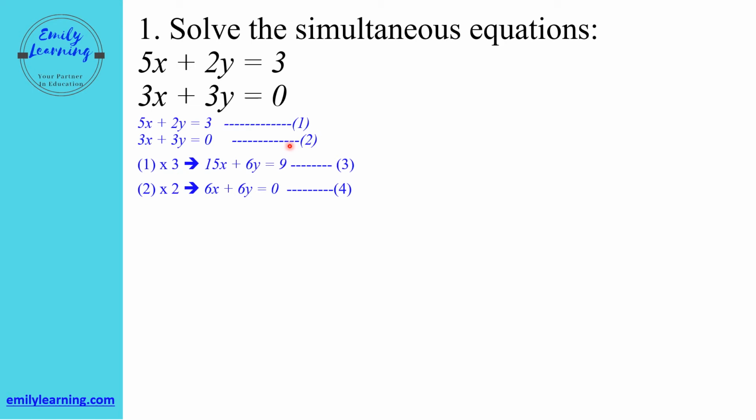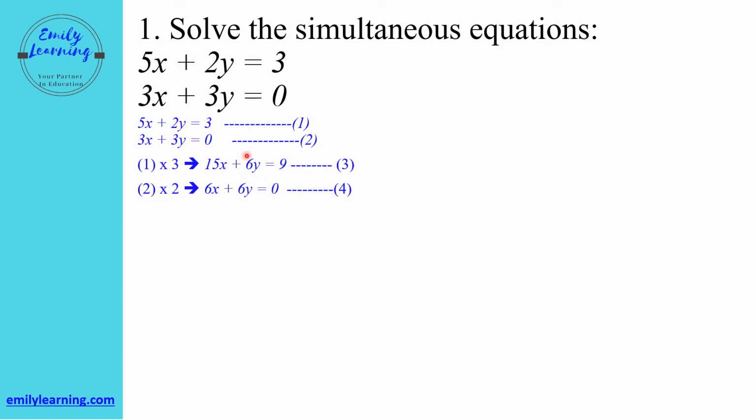Next, I'll multiply the second statement by 2. To multiply all the terms in the second statement by 2, 3x times 2, you'll get 6x. 3y times 2, you also get 6y. 0 times 2 is 0. So the second statement now becomes 6x plus 6y equals 0. And let's label it equation 4.